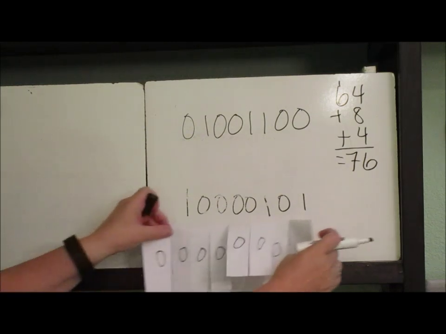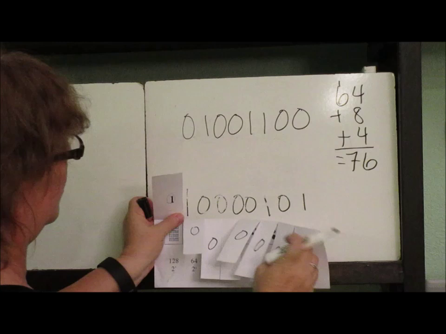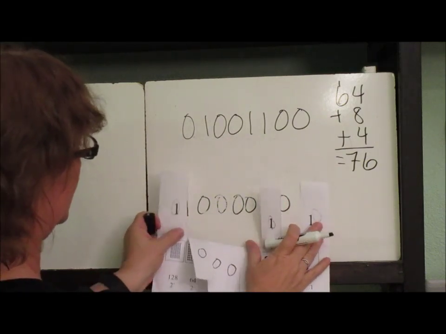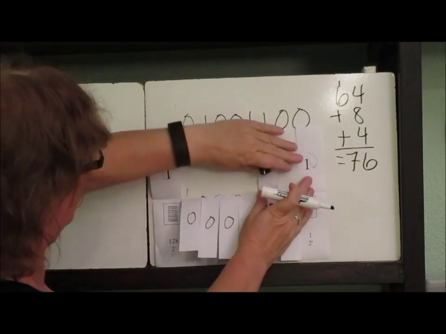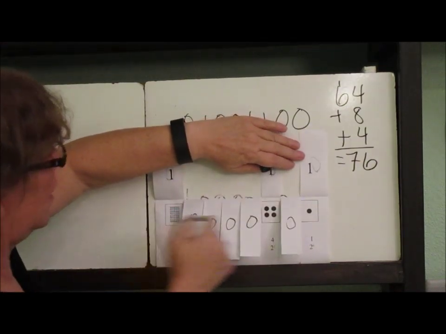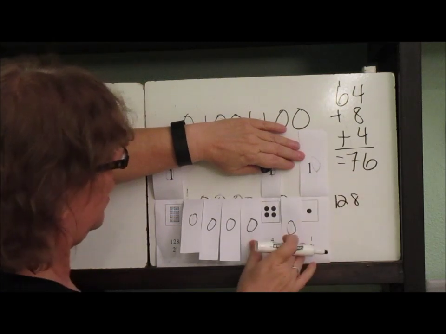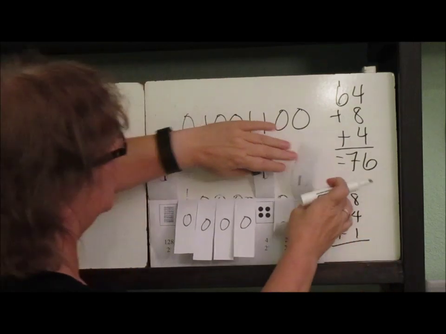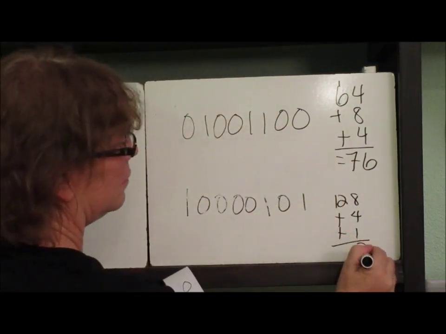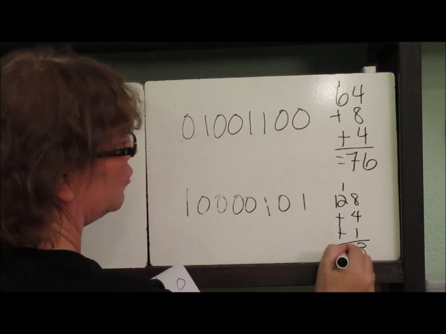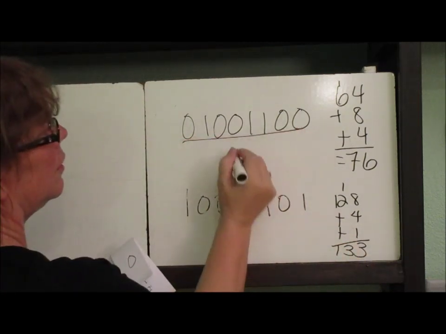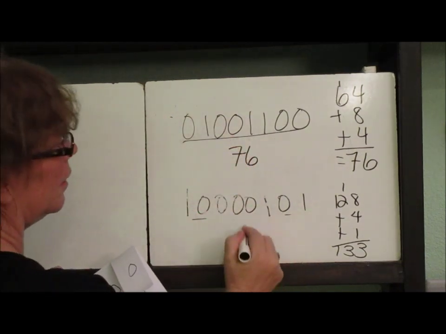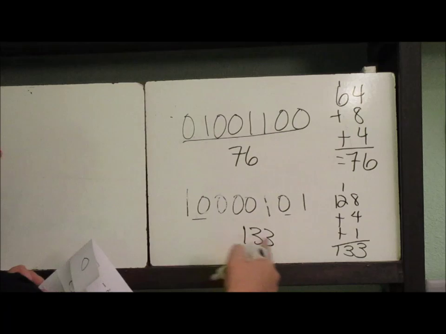I'm going to put all my flaps down. I'm just going to put a 1 up here, and a 1 right here, and a 1 right here. So I just make my calculator match the example, and if the 1 is up, I'm going to add it. So I've got a 128, and a 4, and a 1. Add them up. I've got 13 and 1, so I get 133. So this number is 76 in binary, decimal. This number is 133 in binary, decimal.